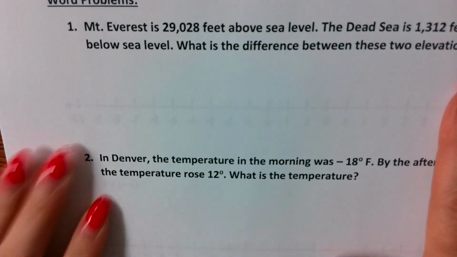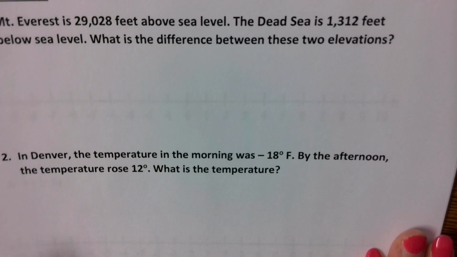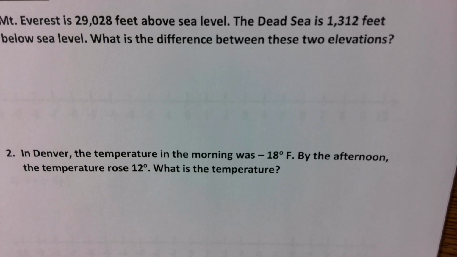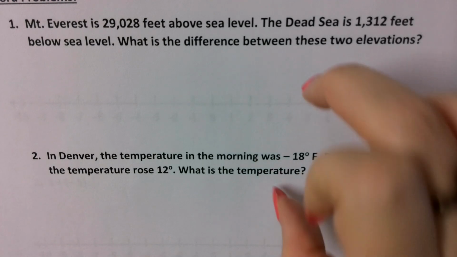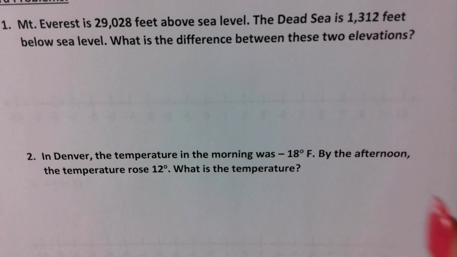I've got a few word problems here. Mount Everest is 29,028 feet above sea level. The Dead Sea is 1,312 feet below sea level. We want to know the difference between these two elevations. That's problem number 1. Problem number 2, in Denver, the temperature in the morning was negative 18 degrees Fahrenheit. By the afternoon, the temperature rose 12 degrees. What is the temperature? So I want you guys to go ahead, take your time, answer those 2 questions. You can work with your group.